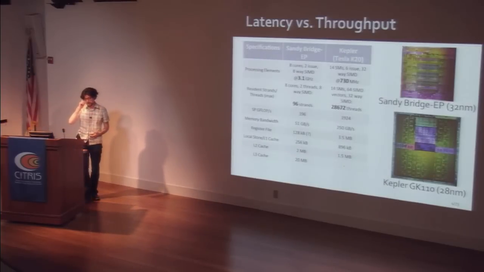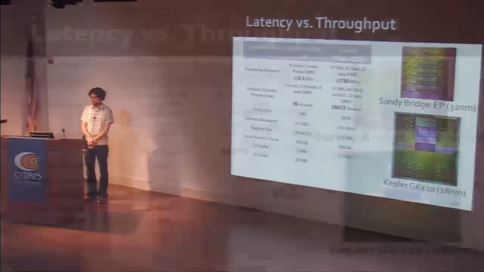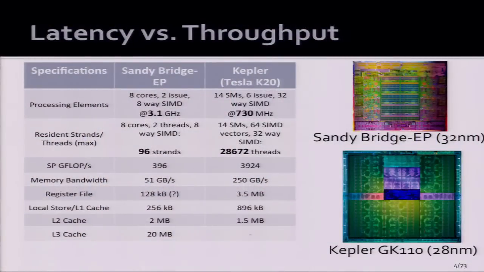For example, here's a comparison of two different architectures. On the left, we have from Intel a great processor, the Sandy Bridge EP. It has 8 cores, each of which is 2-issue, so they can issue 2 instructions per cycle. And each of those can issue 8-way SIMD. I'll get to SIMD in a second, but you can think of that as an additional dimension of parallelism. It's running at 3 gigahertz. Each of those 8 cores has 2 resident threads that it can issue instructions from. So if we multiply that out by the number of SIMD lanes, we're talking about on the order of 96 strands of parallel execution resident on the processor at any given point in time.